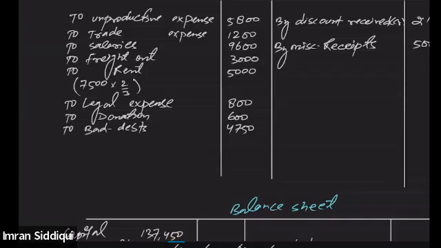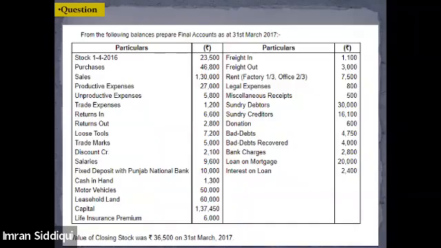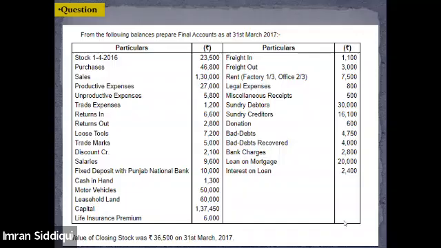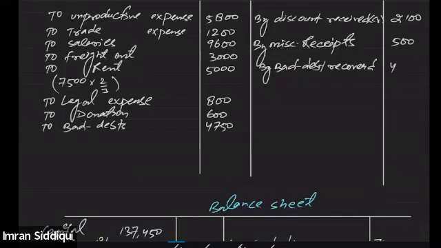Apart from this, we have one more item: bad debt recovered. Just like bad debt is an indirect expense, similarly, bad debt recovered is an indirect income. Bad debt recovered is 4,000.